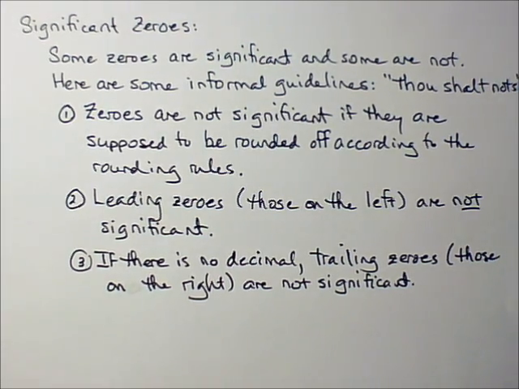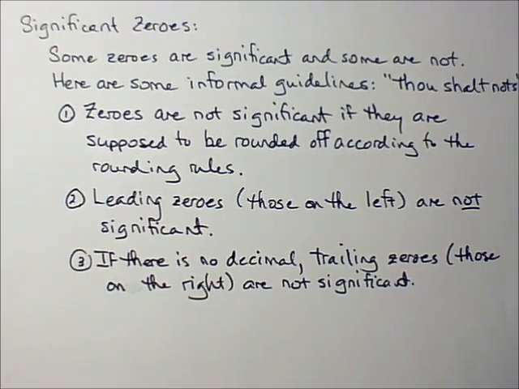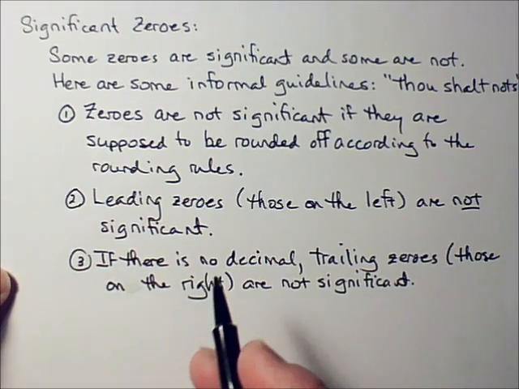All right, leading zeros, those on the left side of a number, okay? Since we read from left to right, the ones in the front are the leading ones to the left. Those are insignificant. And the zeros on the right are insignificant, but only if there's no decimal. Okay? So let's talk about some examples here, though, okay?